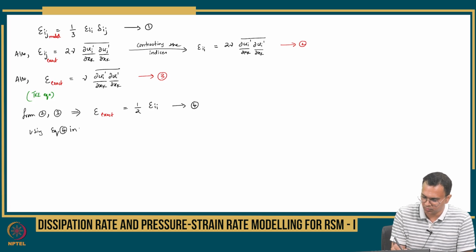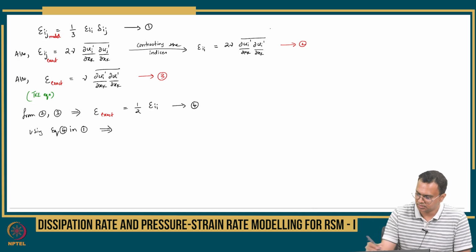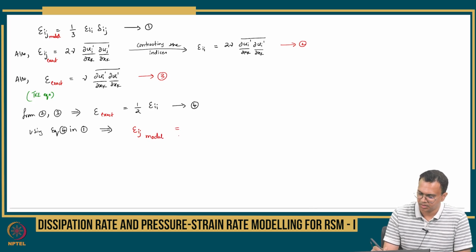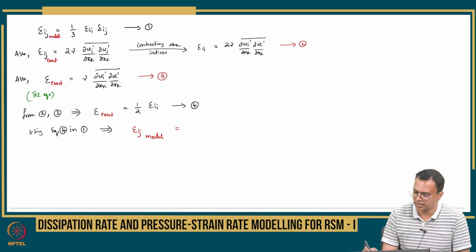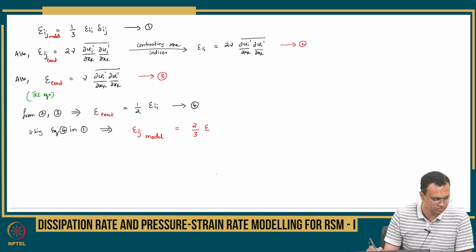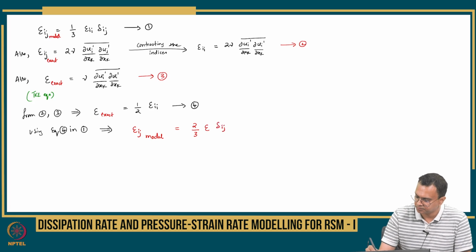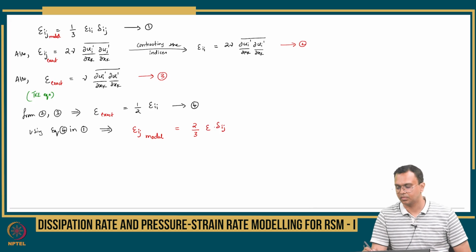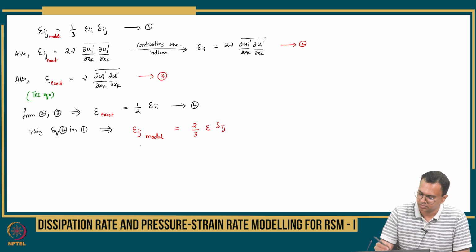Using equation 4 in 1, I will get my final model, that is, the epsilon_ij model is nothing but 1/3 of epsilon_ii, which is nothing but 2 epsilon. So it is 2/3 epsilon delta_ij. This is your model.